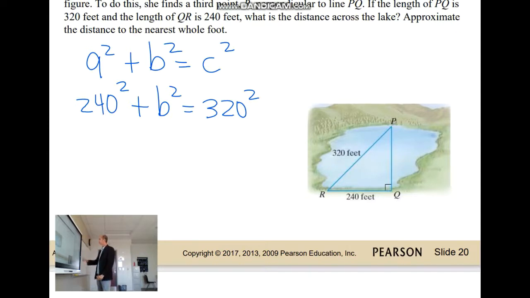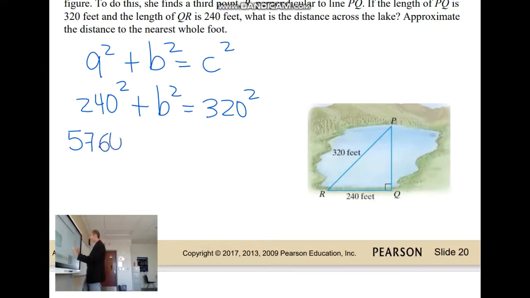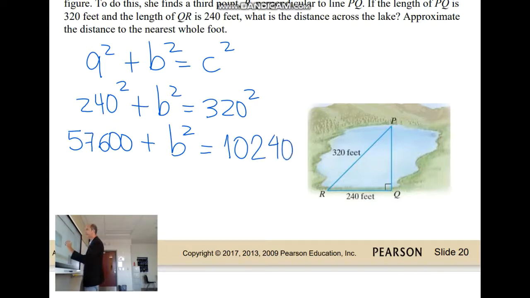240 squared is going to be, and then I think you're going to need a calculator, right? So you can find 240 squared, 57,600, plus B squared, we don't know, we want to find B. And 320 squared is going to be 320 times 320, 102,400. Okay? If you don't believe me, type it in your calculator, you're going to find these numbers.